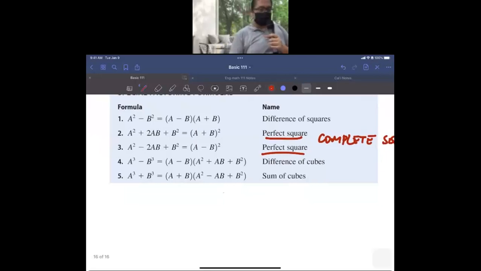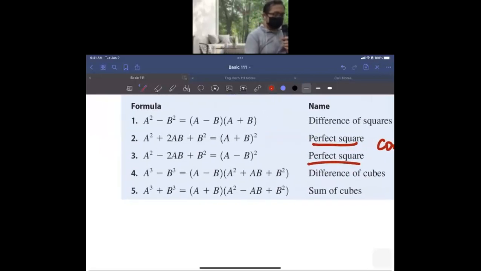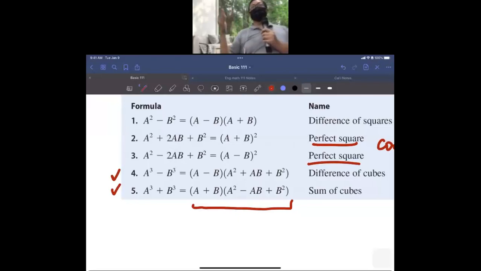Okay, and the other thing that I think is really interesting is the cubes: the difference and the sum of cubes. That is quite interesting. You know how we can get this? Later on when we deal with polynomials, with synthetic division, you will know how we can get a minus b or a plus b as the formulation.